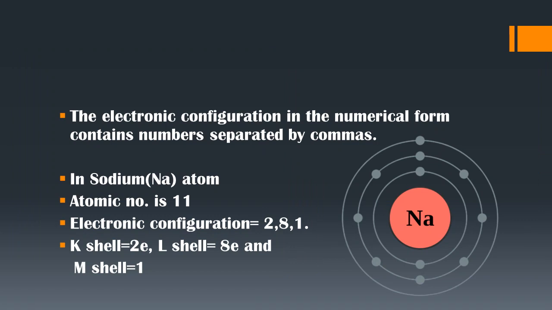The electronic configuration in the numerical form contains numbers separated by commas. Here the numbers indicate the electron number in the shells in increasing order of energy. For example, the electronic configuration of sodium. Students, the atomic number of sodium is 11. It means the total 11 electrons in sodium are distributed as 2 in the K shell, 8 in the L shell, and 1 in the last shell, that is M. You can see it in the diagram also.